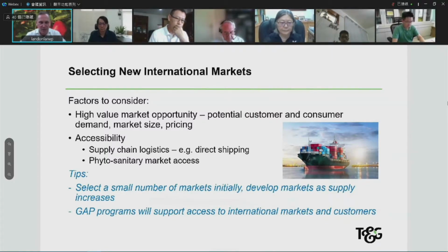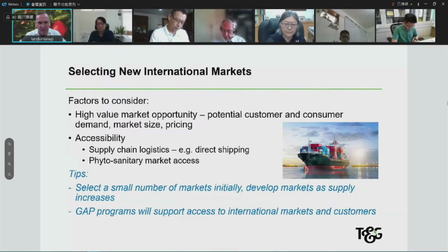Another factor to consider in selecting which international markets to aim for first is accessibility. And there are two aspects to that. One is the practical aspect of logistics and transport. Direct shipping for fresh fruit is preferable, because if you have transshipping, it takes a longer transit time and there is a greater loss of fruit in transit. So at least at the first stage, if you're exporting, I would suggest starting with international markets where there is a good direct shipping link.